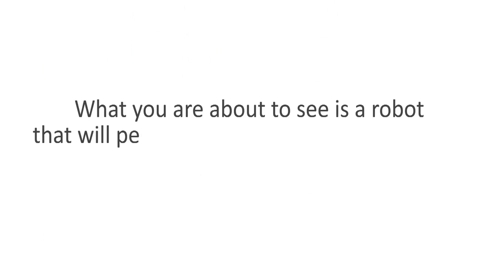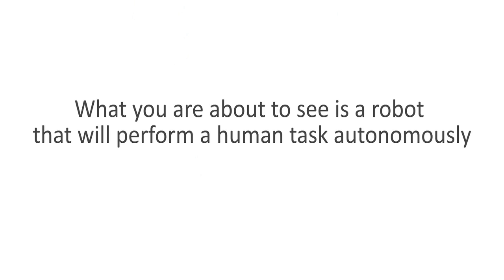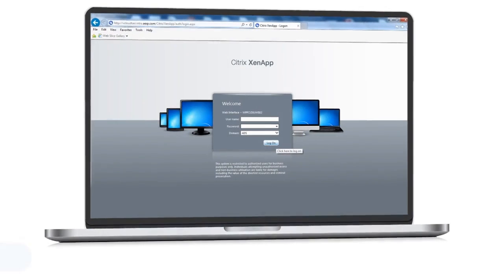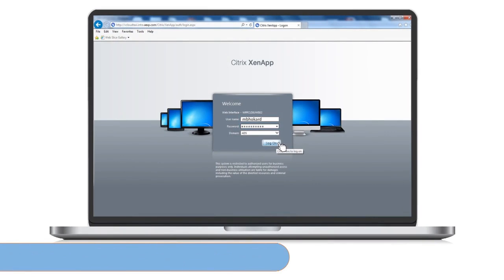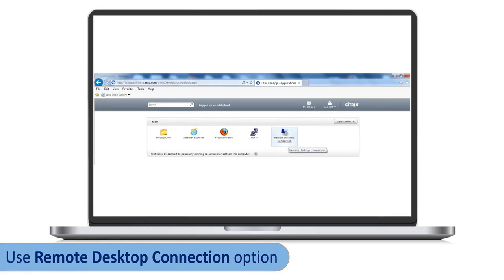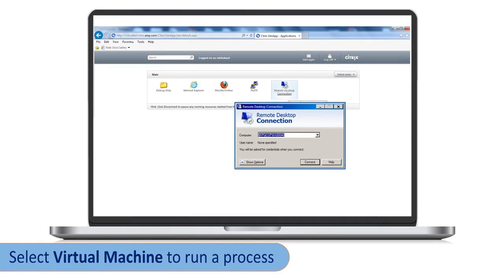Now, what you're about to see is a robot that will perform a human task autonomously. To access the virtual world and put robots to use, the controller first logs in to the Citrix server. The controller then uses his remote desktop connection to connect with the robot machine. Once the connection is established, the controller selects the supervisor robot, through which the virtual workforce is controlled.